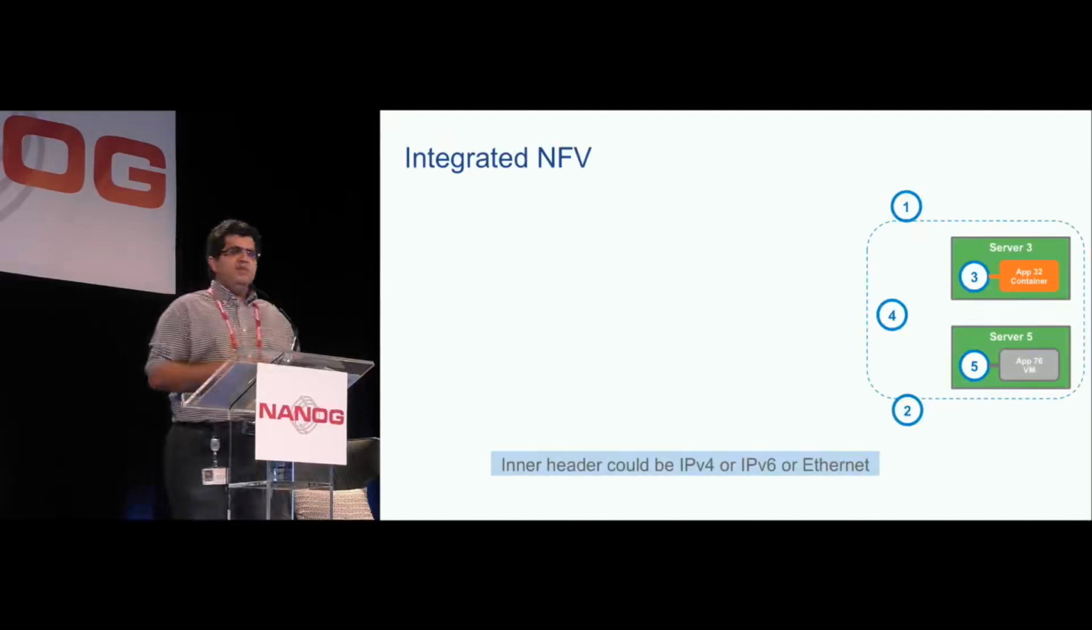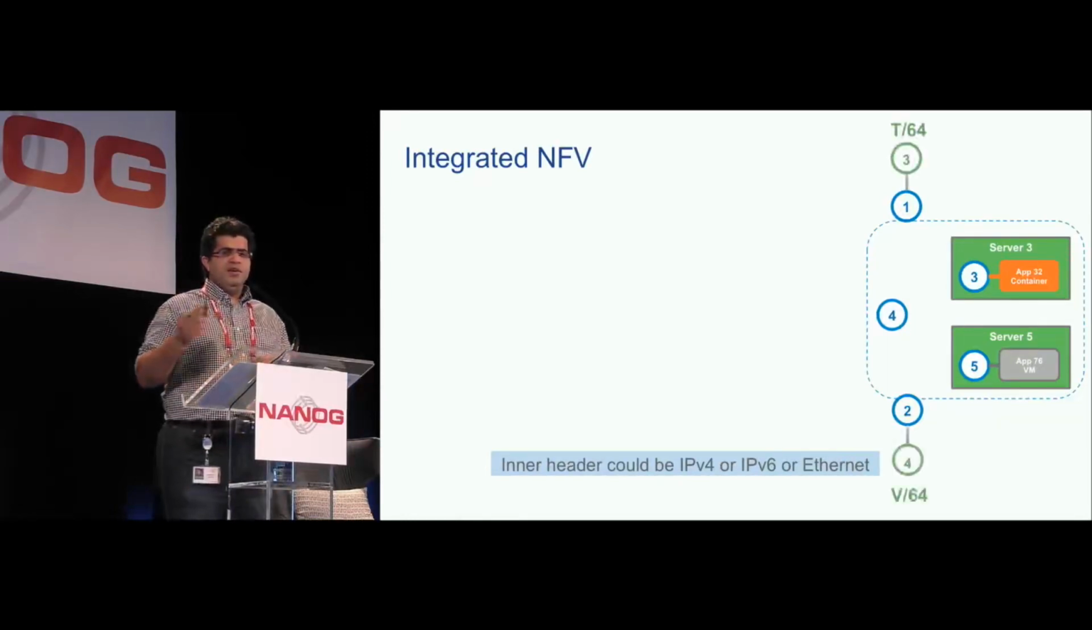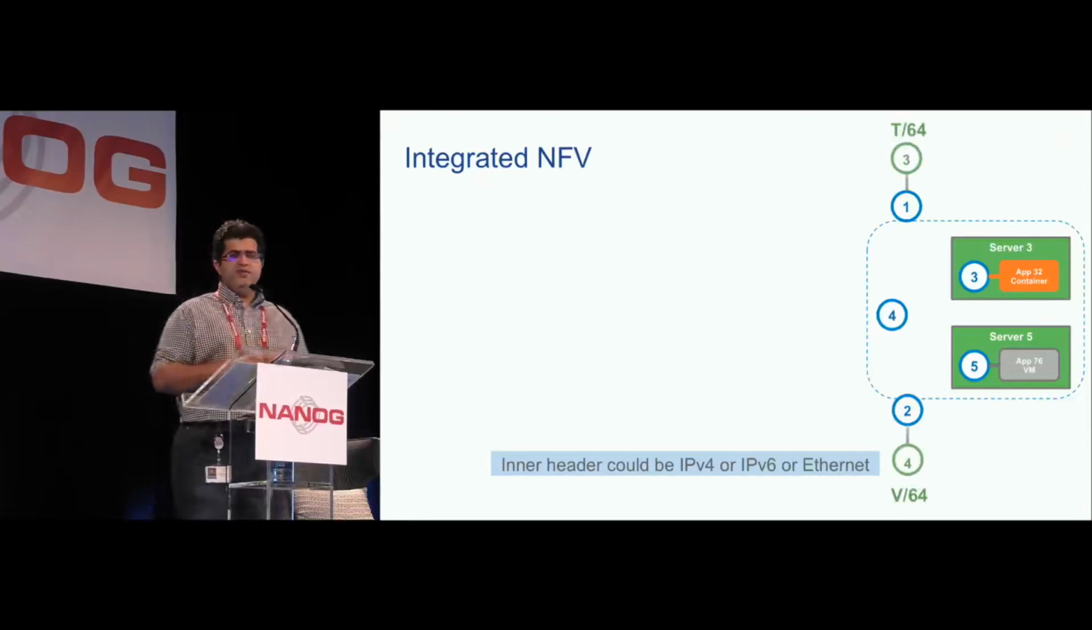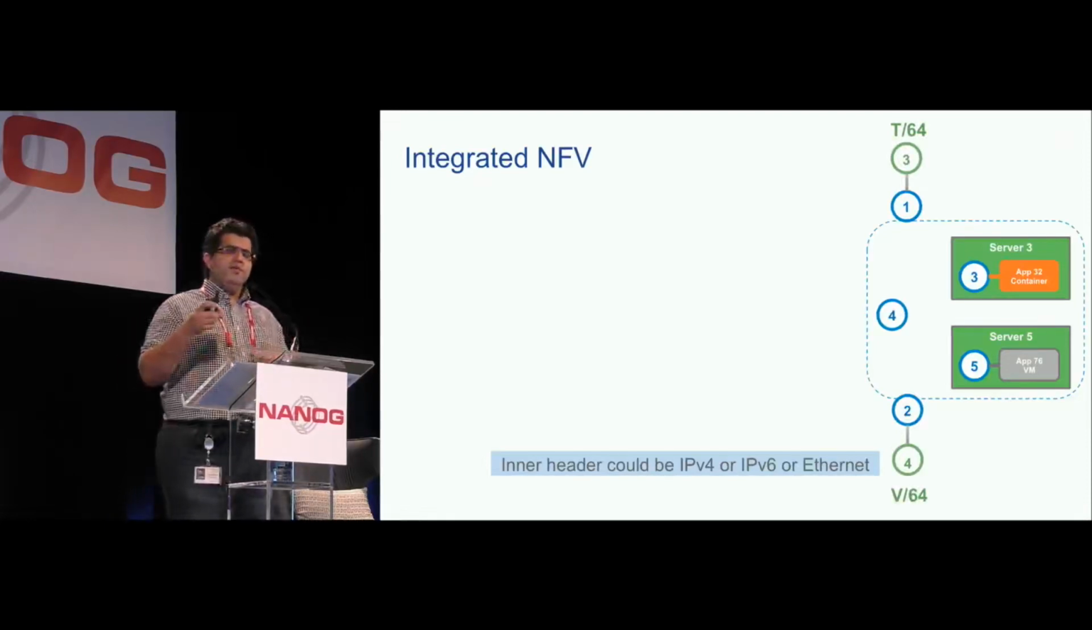In this example, I'm going to show another use case integrated with NFV. We have two green tenants: server 3, where app 32 is in a container, and another green tenant, where app 76 is in a VM. On top of it, there is an SLA requirement for the packet to be steered with low latency from node 1 to node 4.